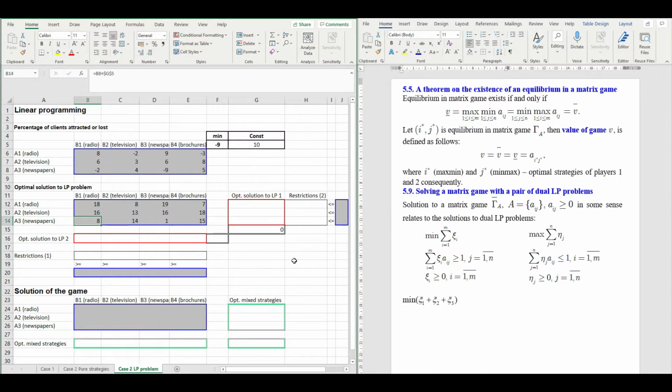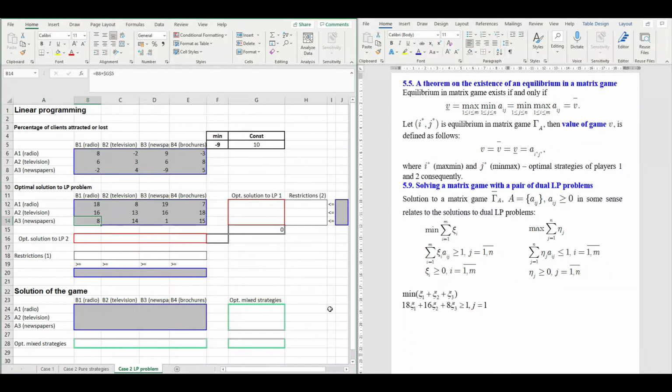Let us add this restriction into our mathematical model. Let's consider the second pure strategy of the second player, j equals 2. For this reason, we consider the second column in our matrix, and the left-hand side of the second restriction will be 8 times xi1, 13 times xi2, plus 14 times xi3. And once again, it should be not less than unit. Let us add this restriction into the mathematical model.